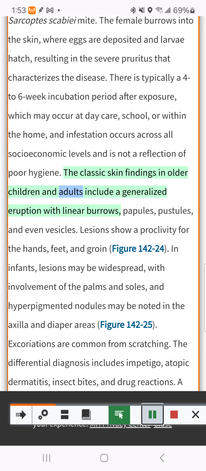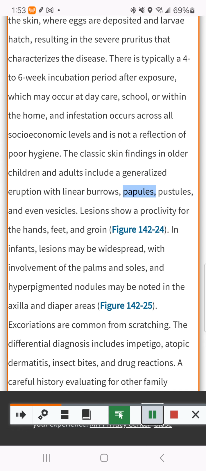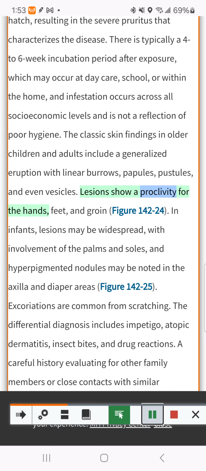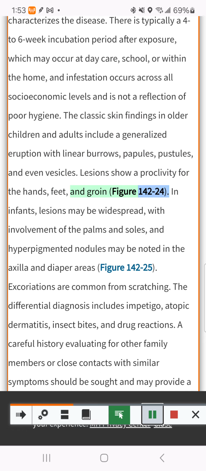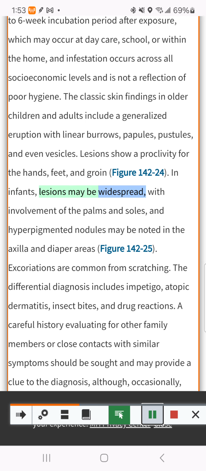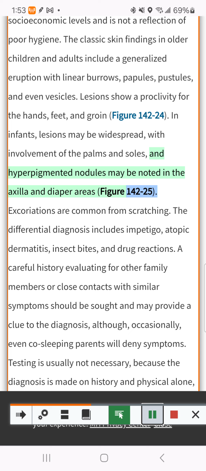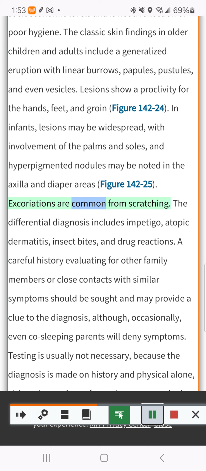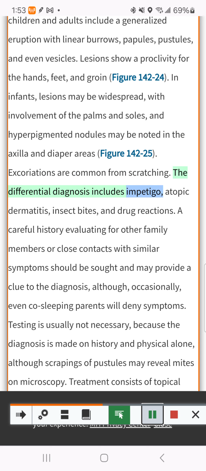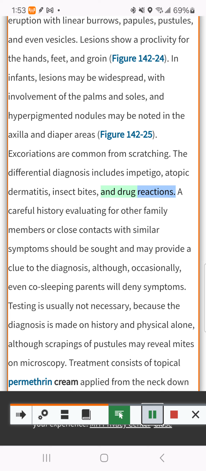The classic skin findings in older children and adults include a generalized eruption with linear burrows, papules, pustules, and even vesicles. Lesions show a proclivity for the hands, feet, and groin. Figure 142-24. In infants, lesions may be widespread, with involvement of the palms and soles, and hyperpigmented nodules may be noted in the axilla and diaper areas. Figure 142-25. Excoriations are common from scratching. The differential diagnosis includes impetigo, atopic dermatitis, insect bites, and drug reactions.